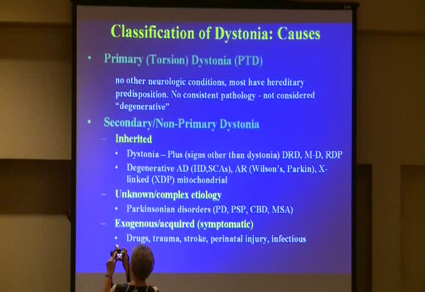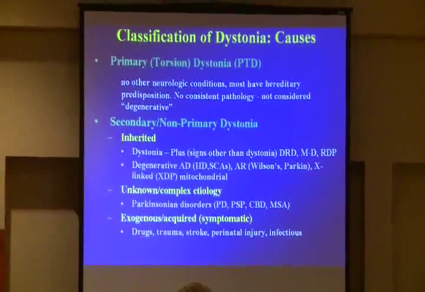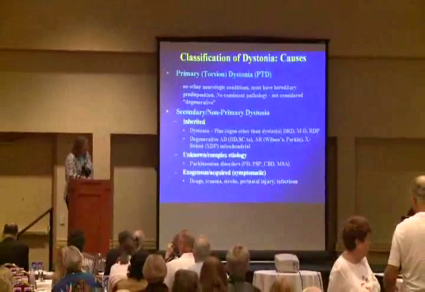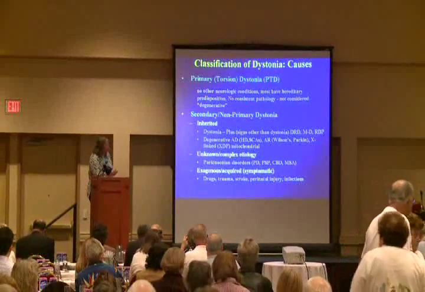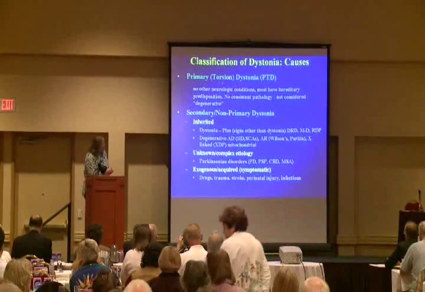There are multiple ways to classify dystonias, and one of them we've heard about already, primary versus secondary. When there's a cause to dystonia, we call that secondary. These can be associated with other diseases, such as Huntington's disease or Parkinson's disease, or they can be associated with drugs, trauma, stroke, infections, things like that. We call these secondary or non-primary dystonias. When the only neurologic condition is dystonia, we call this primary.